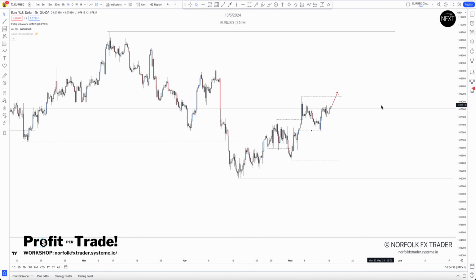That's how quickly you can just go through your charts, mark them up, understanding structure.